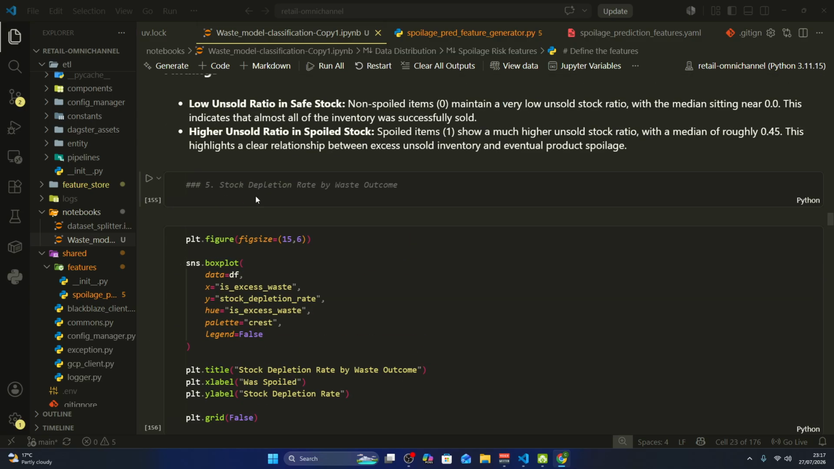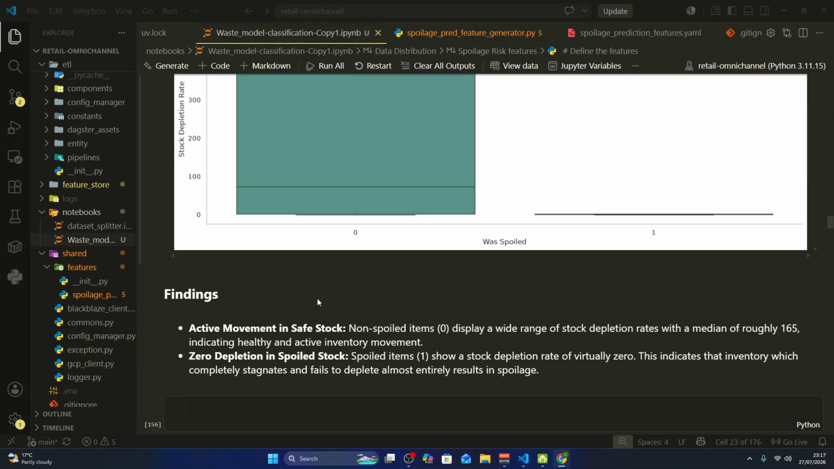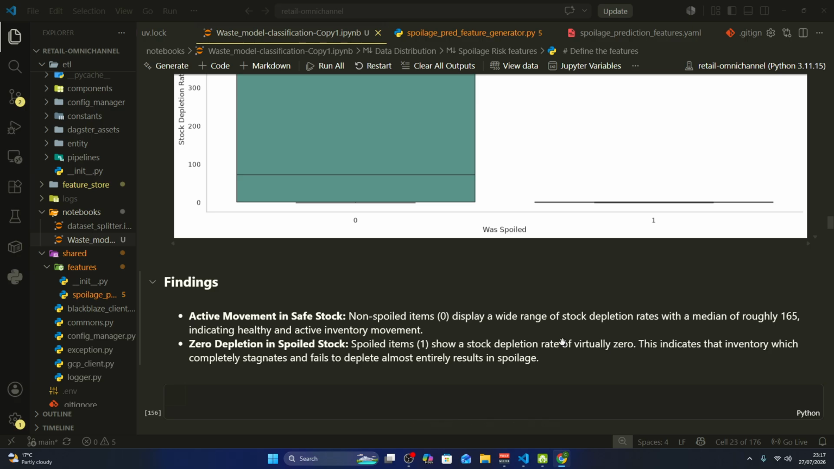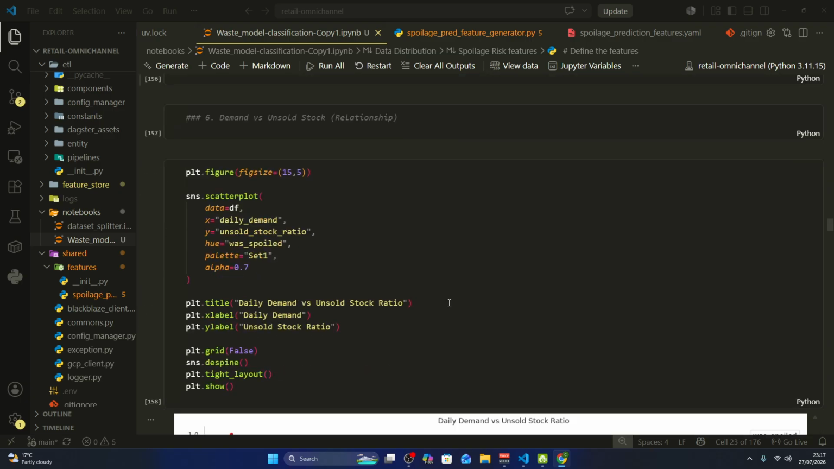Then here, looking at the stock depletion rate by waste outcome. Non-spoiled items, with waste 0, display a wide range of stock depletion rates with a median of 1.65, indicating healthy and active inventory movement. But the spoiled ones show a stock depletion rate of virtually 0. This indicates that inventory which completely stagnates and fails to deplete almost entirely results in spoilage. That means if you're not selling this product, it will spoil on our shelves.